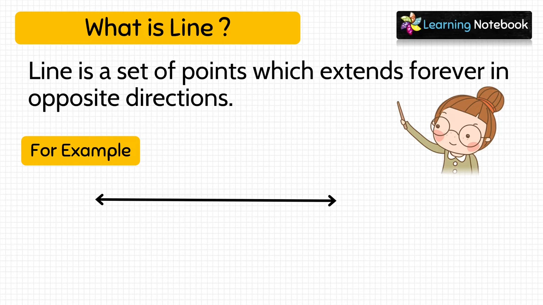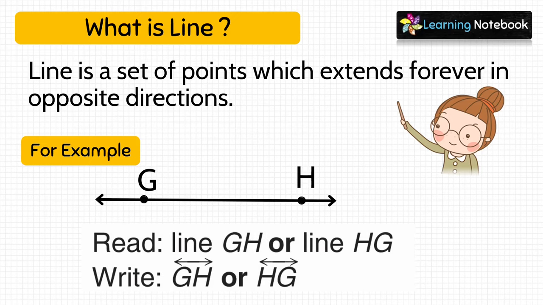Now, let me tell you how to read and write a line. For this, we need to take two points. Let's take G and H. So, we read a line as line GH or line HG. Both the ways are fine. Similarly, we can write it as GH or HG with a small line drawn on it.